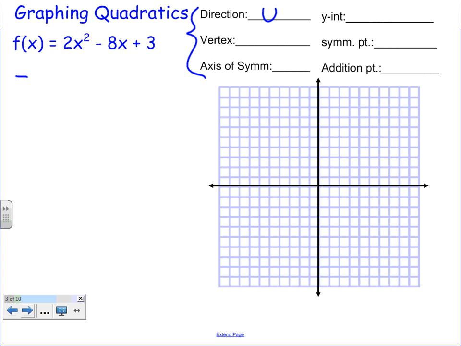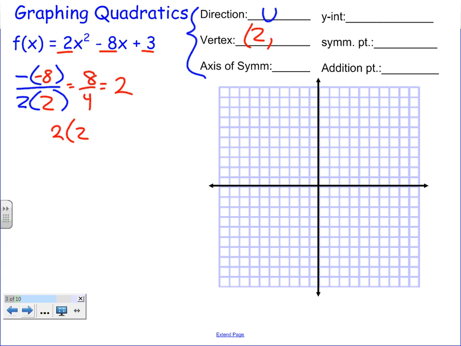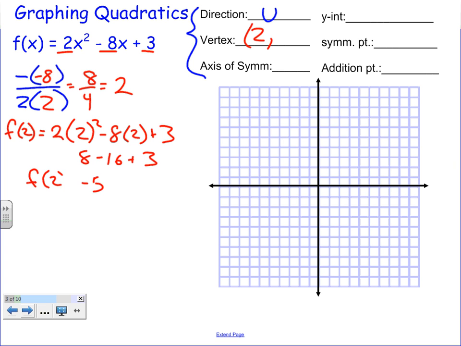Okay? I have negative b over 2a. Notice I just used a skeleton equation, and then I'm going to plug in my a and b values. There's a, b, and c. So we have negative 8 in for b, 2 there. So we have positive 8 over 4, which is simply 2. So here I'm going to plug 2 in for my vertex. I'm going to plug it into the equation. So we have 2 times 2 squared minus 8 times 2 plus 3. Notice again, this is evaluating, so this is function of 2 is equal to this. So we have simply 8 minus 16 plus 3, which is going to be negative 5. So the function at 2 is equal to negative 5.